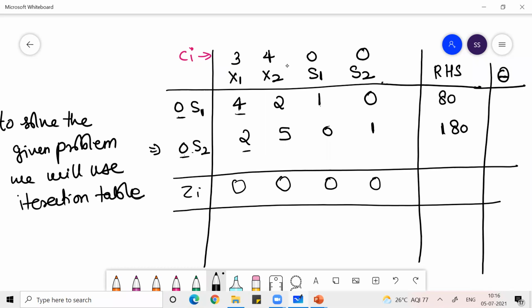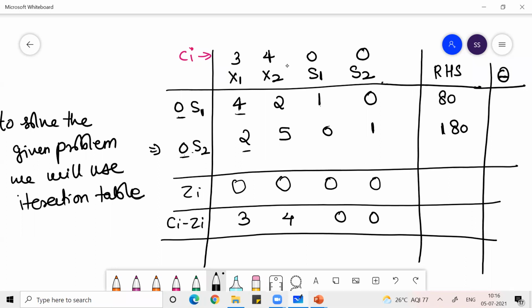So we have to find Zi. Zi is nothing but a sum product of the coefficients you wrote inside the table with respect to the coefficients of the variables you write on your left hand side. That is your Zi. Then we'll find Ci minus Zi. So that is 3 minus 0, 4 minus 0, 0, 0. Clear everyone?